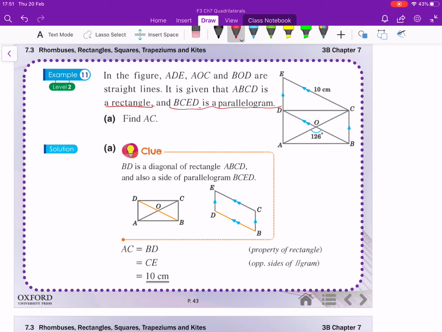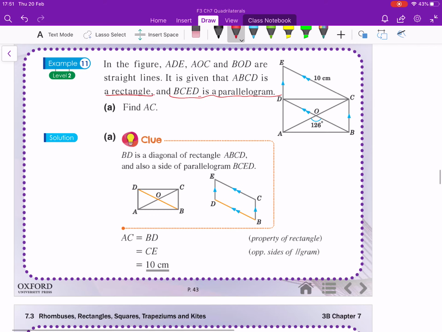Okay, the first one, we have to find the length of AC, where AC is the diagonal of the rectangle. Okay, so let's see. In this question, we have only one side length, which is here, 10 cm. So we try to relate AC with CE. AC is one of the diagonals of the rectangle, so you can see that AC should have the equal length with BD. And then BD is also a side of the parallelogram. So by property of rectangle, they should have the equal length with AC. So the problem is solved.